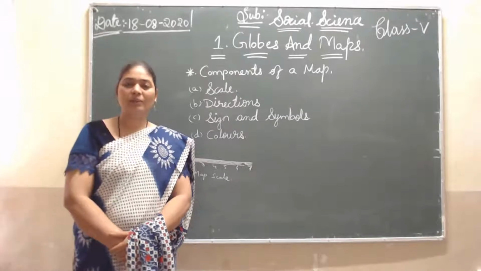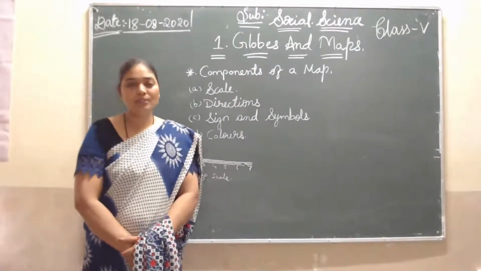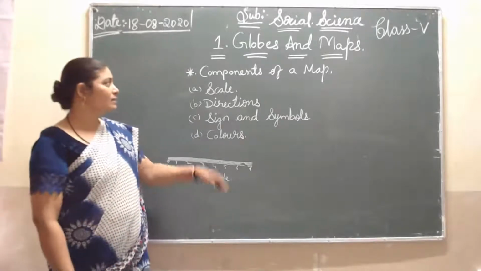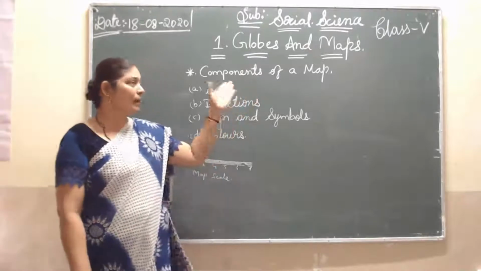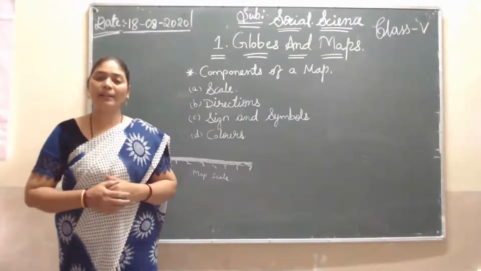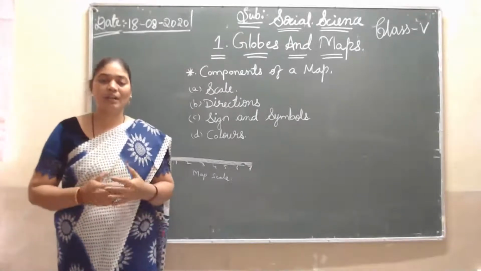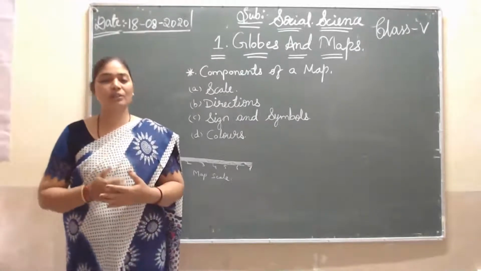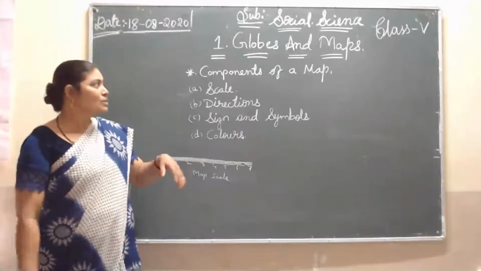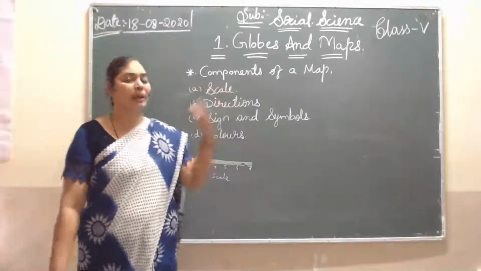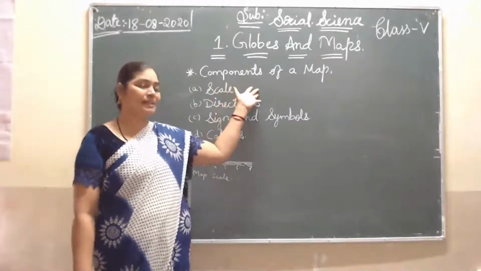In the previous class, I explained to you about the globe and map. Today I am explaining the components of a map. In the globe and map, I explained how the globe is and how the map is, what help both are, which has good advantages and which has a little less. After that, now I am going to explain its components.